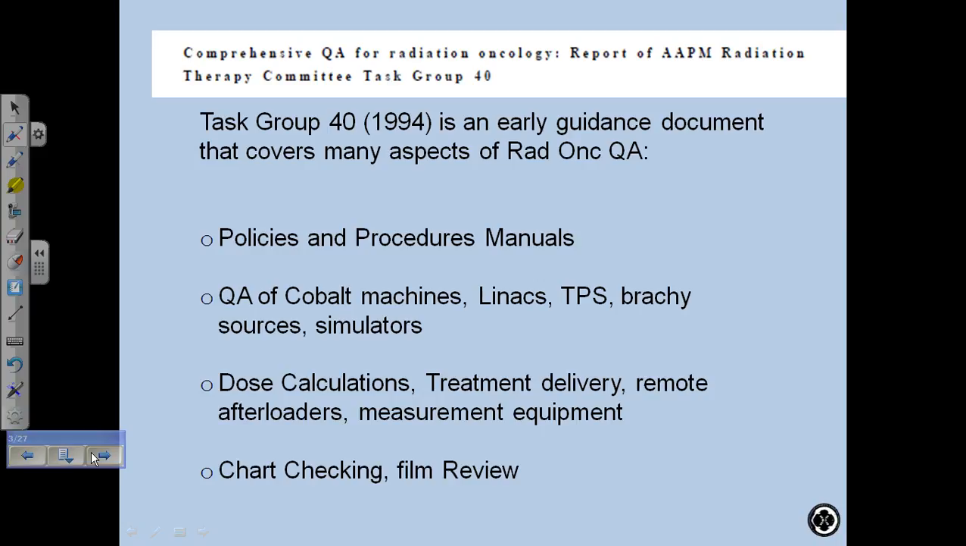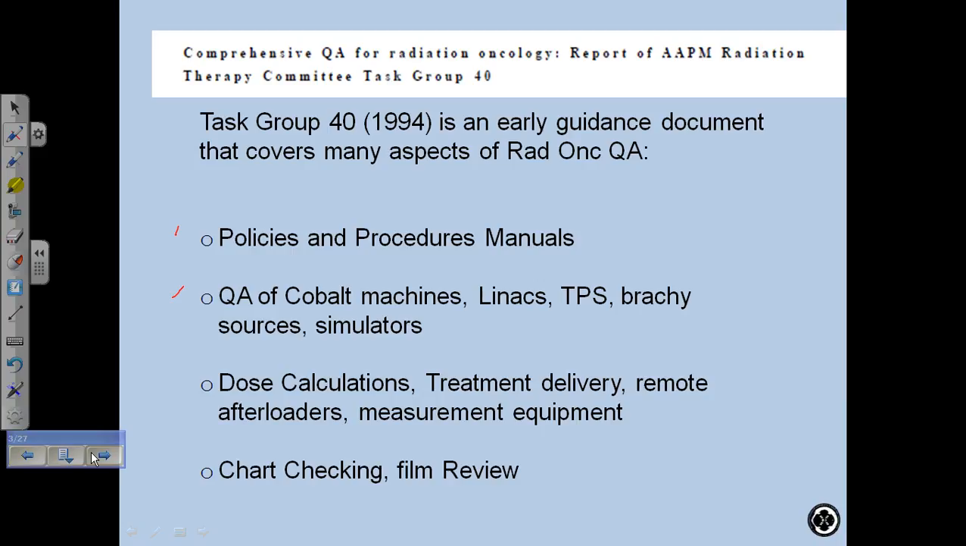Okay, so it covers policies and procedures, QA of mobile machine Linux. It covers treatment planning systems, brachytherapy sources, and simulators. Okay, it covers dose calculations, treatment delivery, remote afterloaders, measurement equipment, and chart checking and film review. So it covers all this stuff. Right? It's a good guidance document to give you an idea of what you should be doing in the clinic.